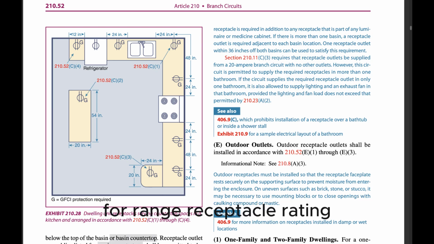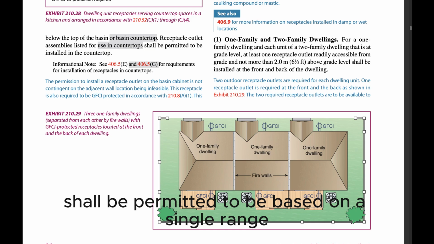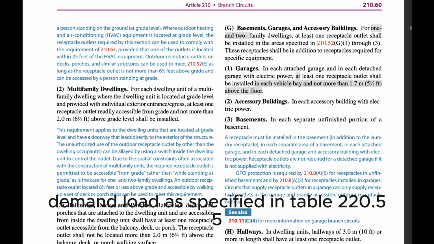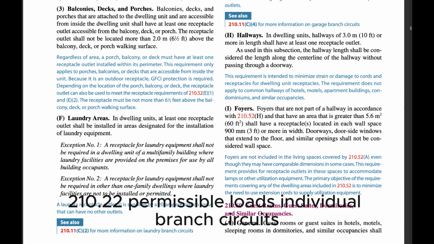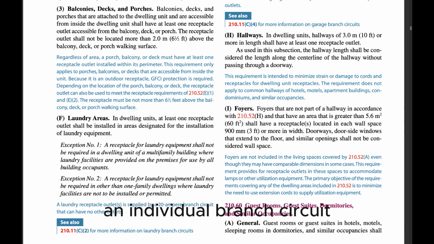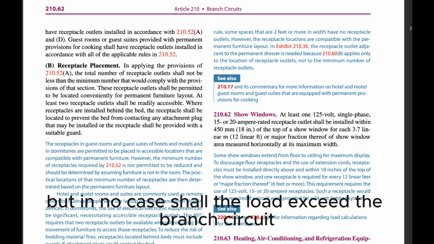4. Range receptacle rating. The ampere rating of a range receptacle shall be permitted to be based on a single range demand load as specified in Table 220.55. 210.23 Permissible loads, individual branch circuits. An individual branch circuit shall be permitted to supply any load for which it is rated, but in no case shall the load exceed the branch-circuit ampere rating.